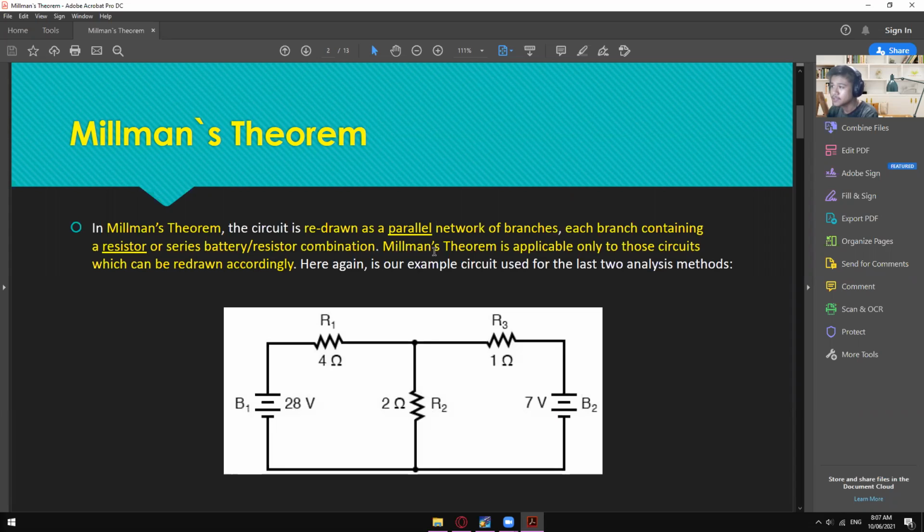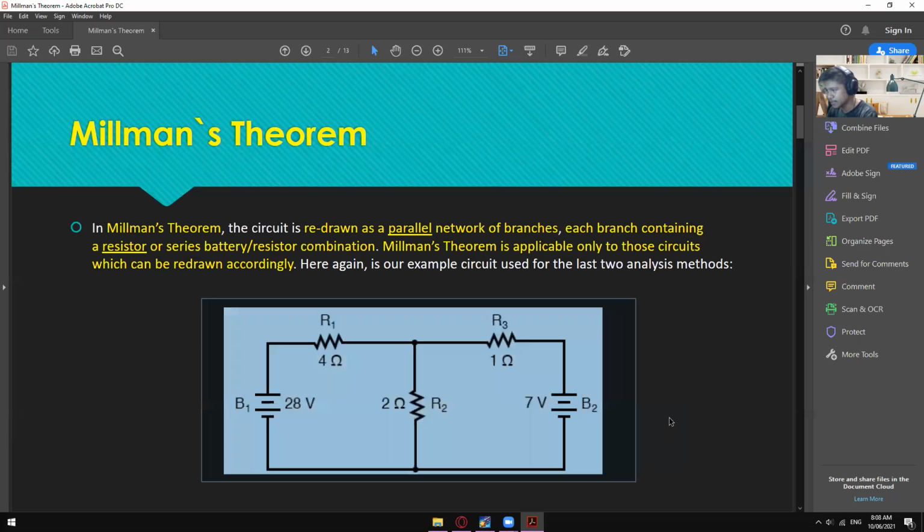So Millman's theorem is applicable only to those circuits which can be redrawn accordingly. This is a very limited theorem wherein if it doesn't meet the condition right away, you cannot use Millman's theorem. But if it's applicable, then you can use it. Here again is our example circuit used for the last two analysis methods. Again we have 28 volts, R1 which is 4 ohms, R3 which is 1 ohm, R2 which is 2 ohms, and then the second voltage source which is 7 volts.